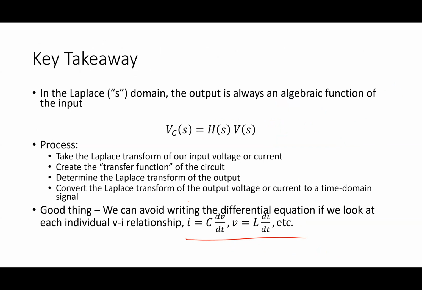So the key takeaway we learned last time basically is that in the Laplace domain, or sometimes the S domain, the output's always an algebraic function of the input. We take the Laplace transform of our input voltage or current, create the transfer function, and then determine the Laplace transform of the output. If we want to go to the time domain, we can convert that Laplace transform of the output voltage or current to a time domain signal.